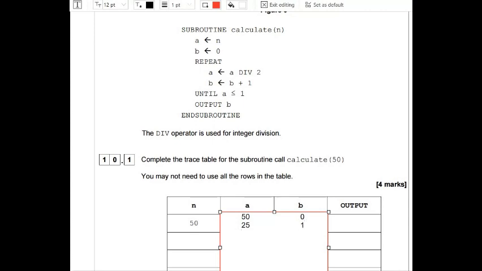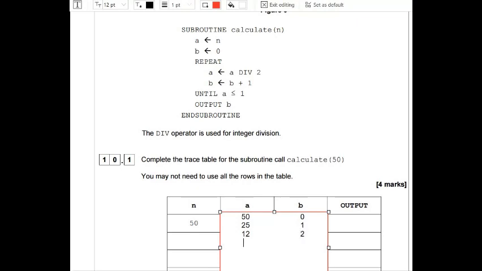25 divided by 2. You would think, well, it's 12.5. But look, it's integer division. When we're using integer division, it's going to be whole numbers. So hence we're going to have 12. Then b plus 1. B is 1. 1 plus 1, 2.